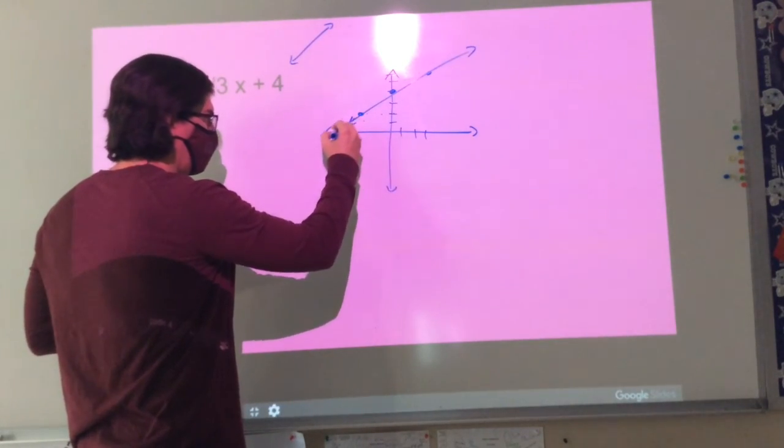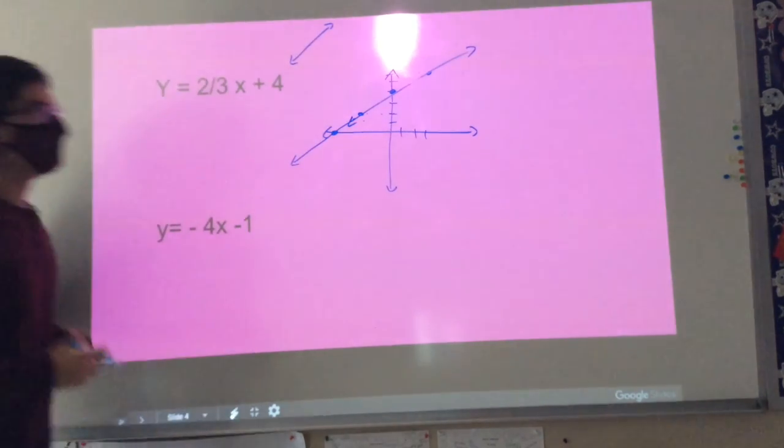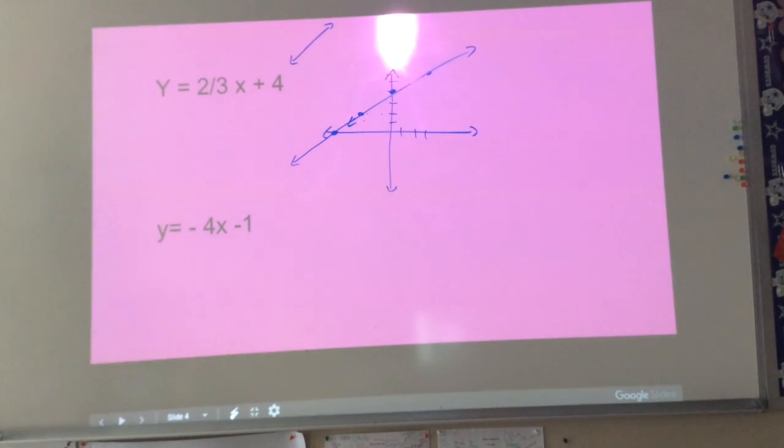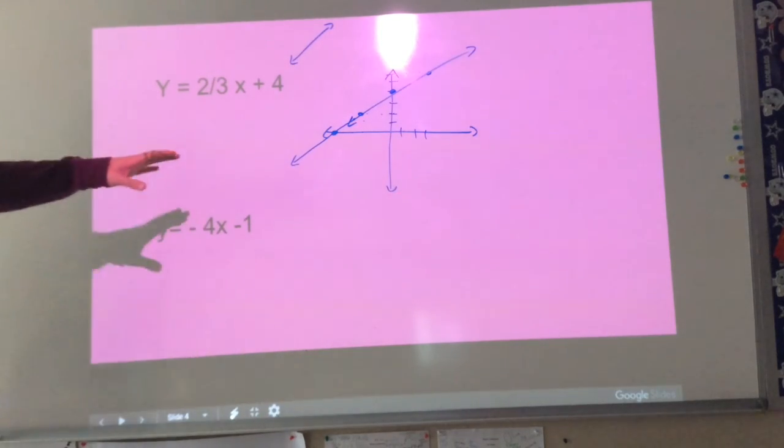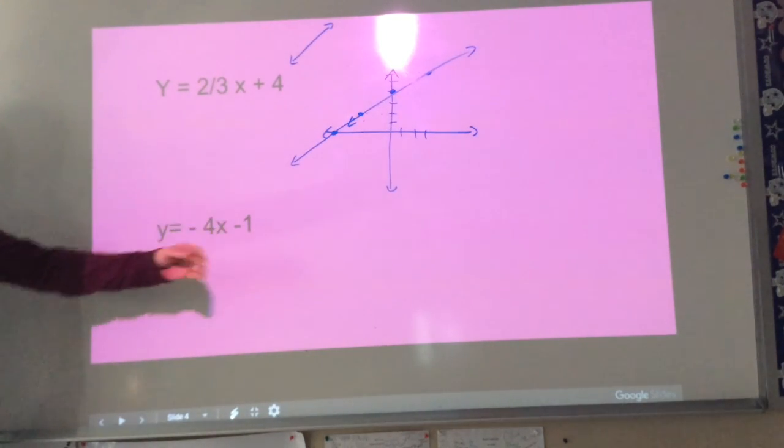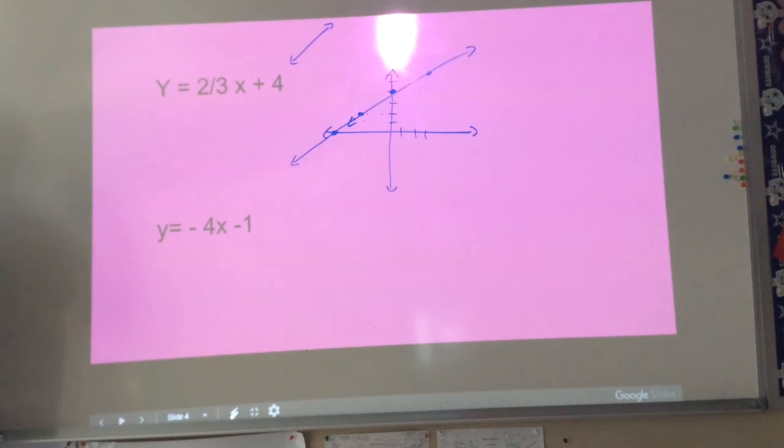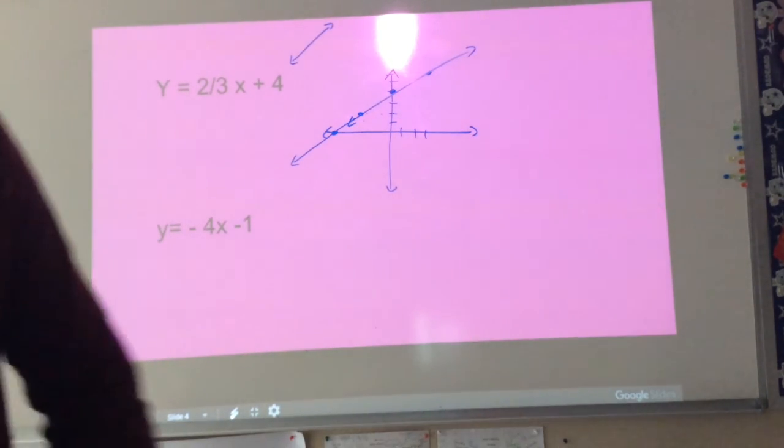And if you notice, my line is still following that trajectory. If I continue doing this process, like let's say you're in detention and I said do it for an hour, and you kept drawing these lines, it's going to continue being the same pattern because slope is repeating. It is the constant. Okay, I'm going to pause this video and start my next one.